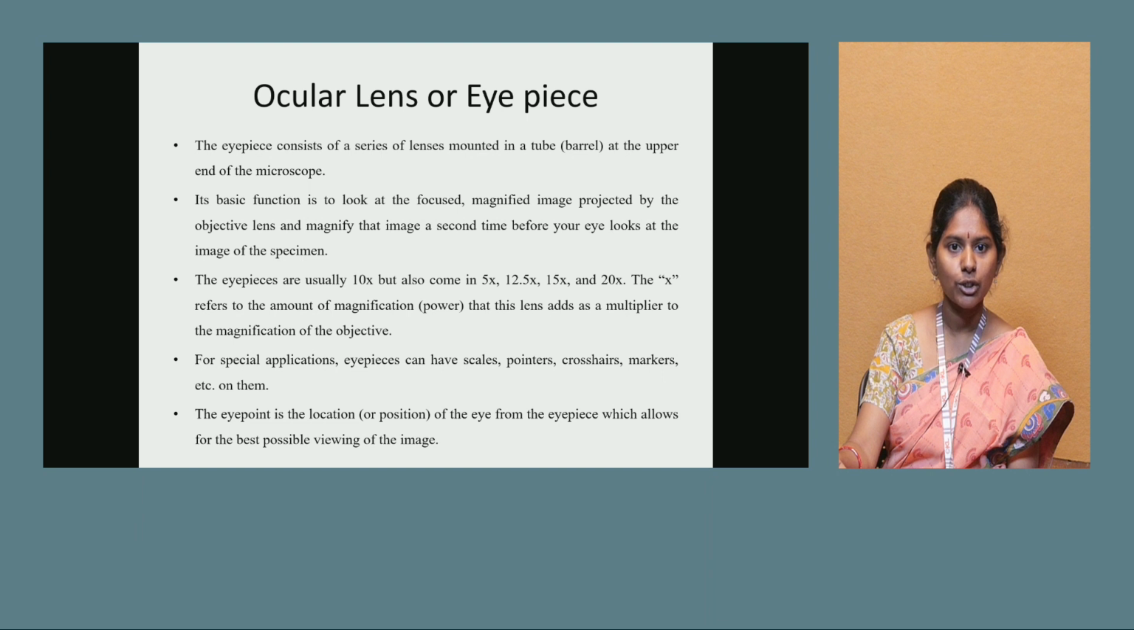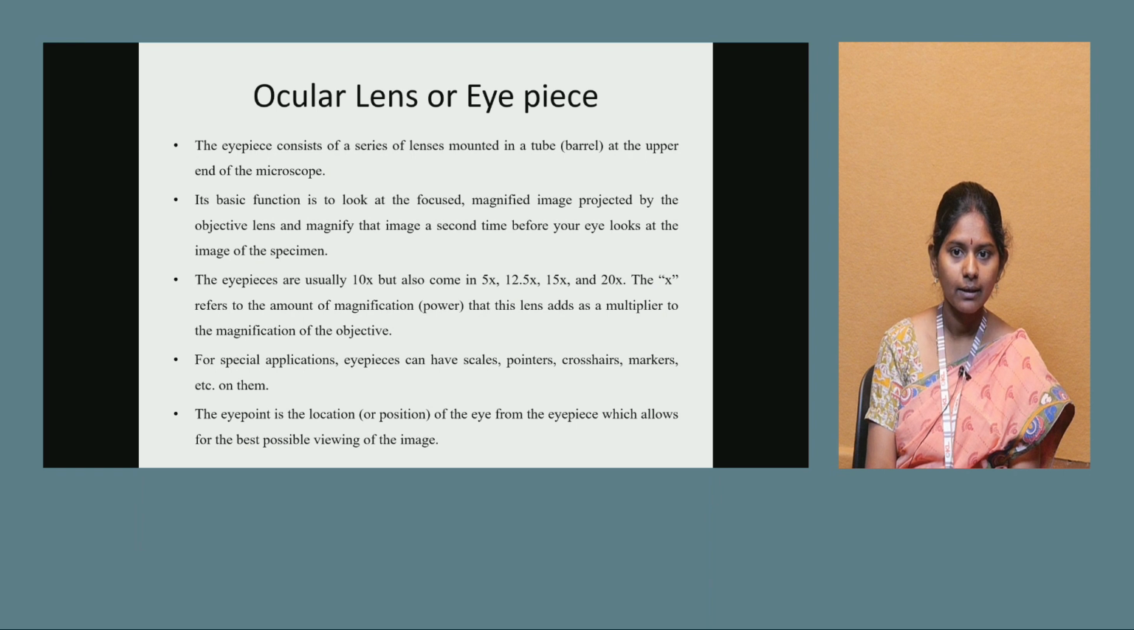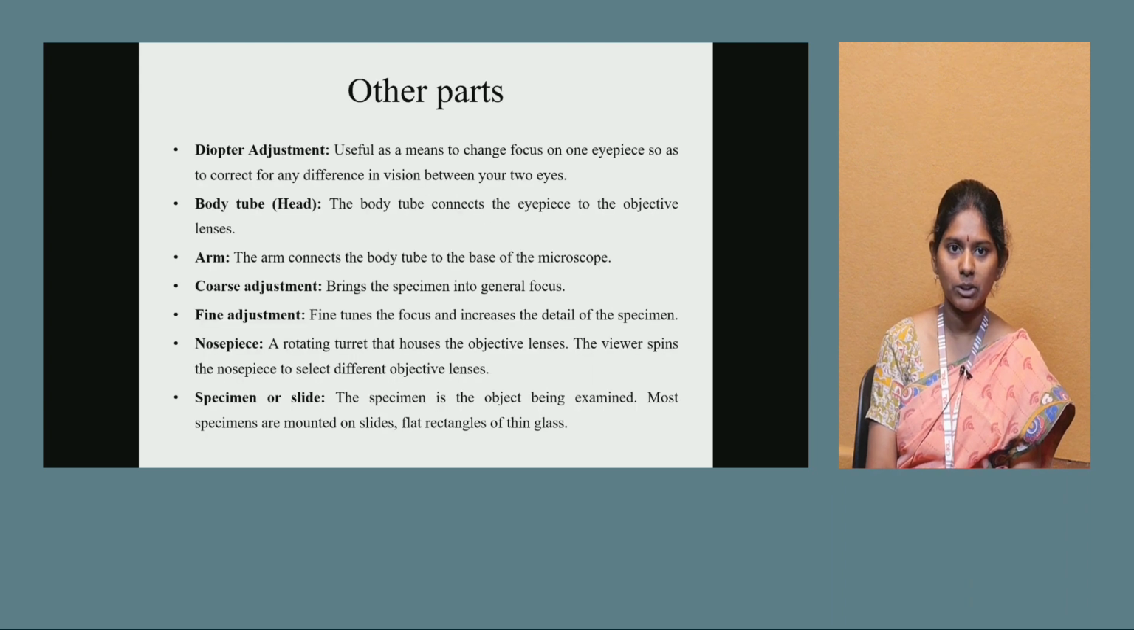The eyepieces are usually 10x but also come in 5x, 12.5x, 15x and 20x. The x refers to the amount of magnification that this lens adds as a multiplier to the magnification of the objective. For special applications, eyepieces can have scales, pointers, crosshairs, or markers on them. The eye point is the location of the eye from the eyepiece, which allows for the best possible view of the image.